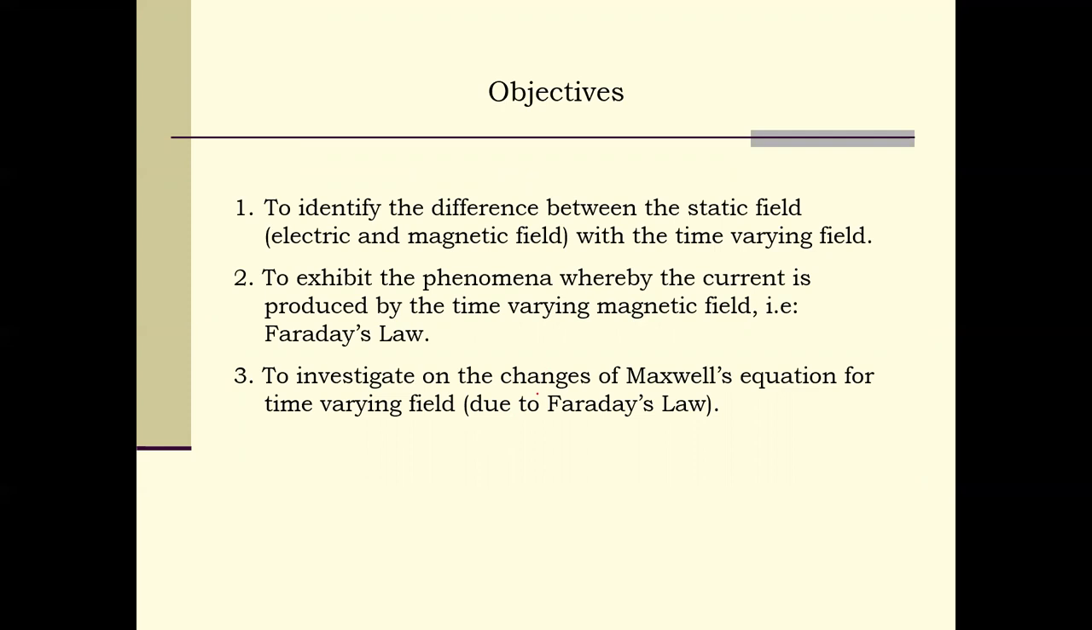So these are the objectives for lecture 21. Number one, you're going to have a look at the difference between a static field and a time-varying field in general. Number two, you're going to learn about the phenomenon of current generation by the method of time-varying magnetic field. This is what we call Faraday's law in general, a method whereby electric current can be produced from a time-varying magnetic field. And number three is to investigate the changes of Maxwell's equations related to Faraday's law. So these are the three objectives that you're going to have in lecture 21.